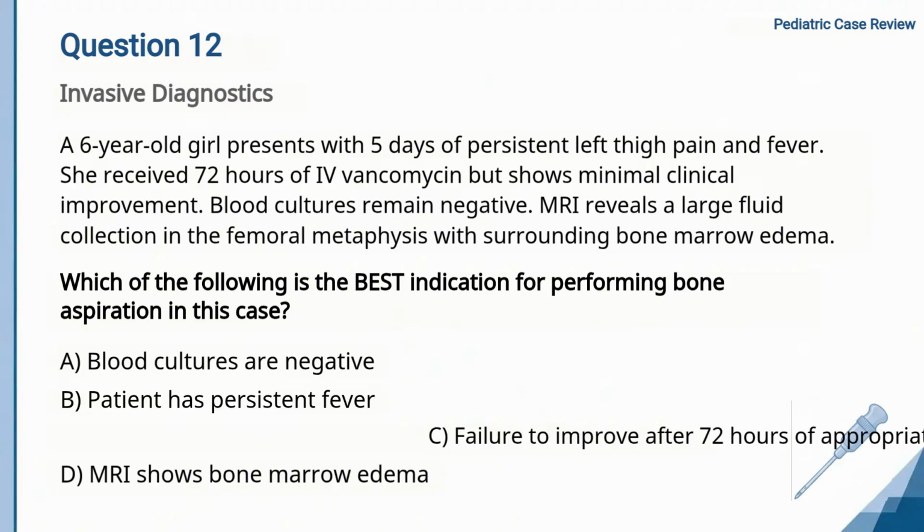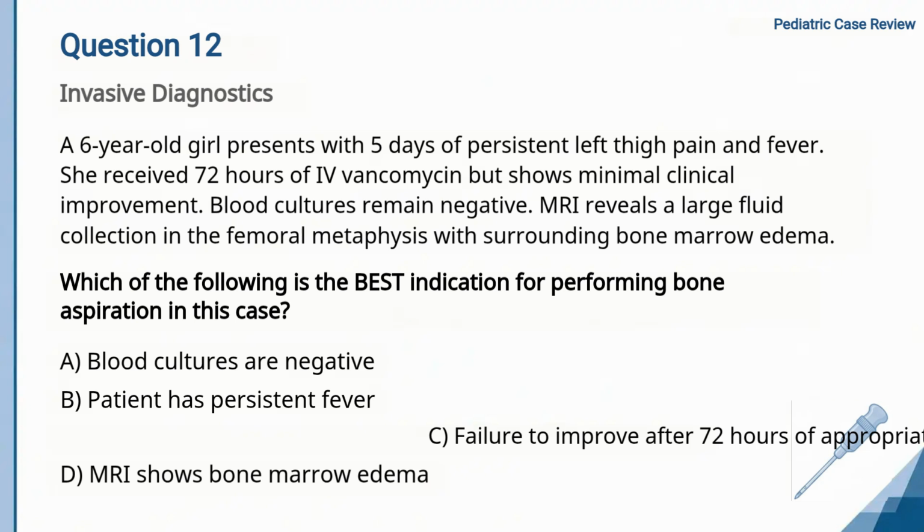Case 12. A 6-year-old girl presents with 5 days of persistent left thigh pain and fever. She received 72 hours of intravenous vancomycin but shows minimal clinical improvement. Blood cultures remain negative. Magnetic resonance imaging reveals a large fluid collection in the femoral metaphysis with surrounding bone marrow edema. Which of the following is the best indication for performing bone aspiration in this case?